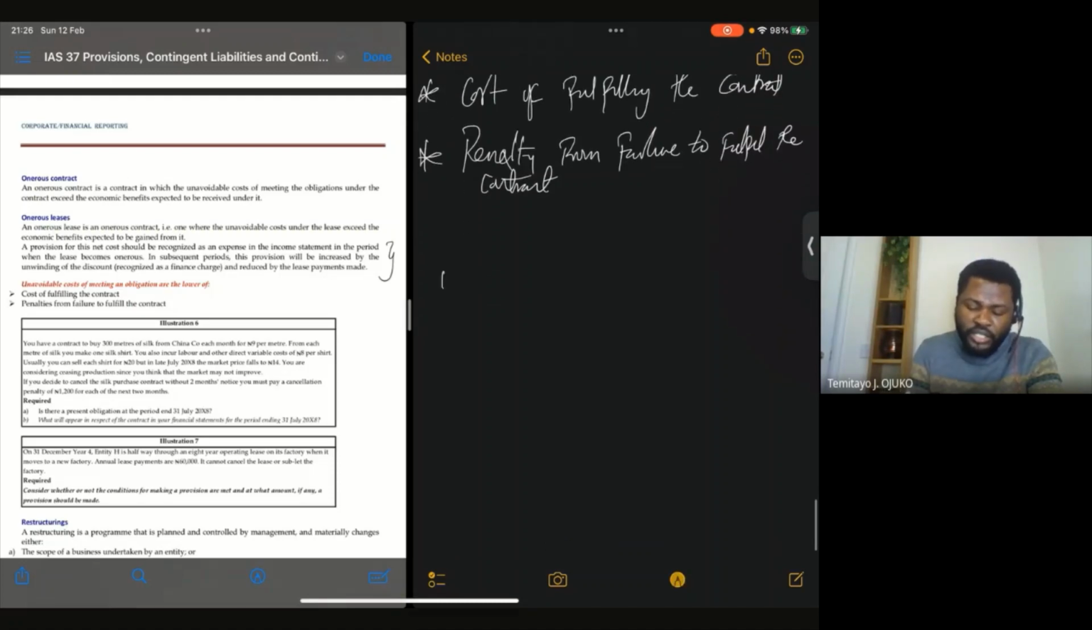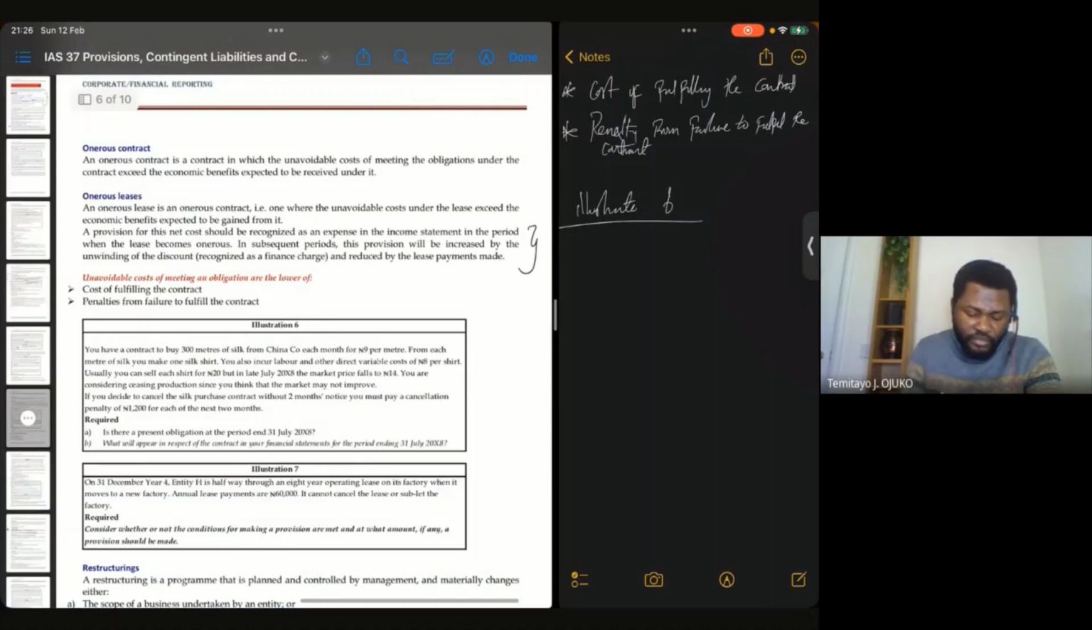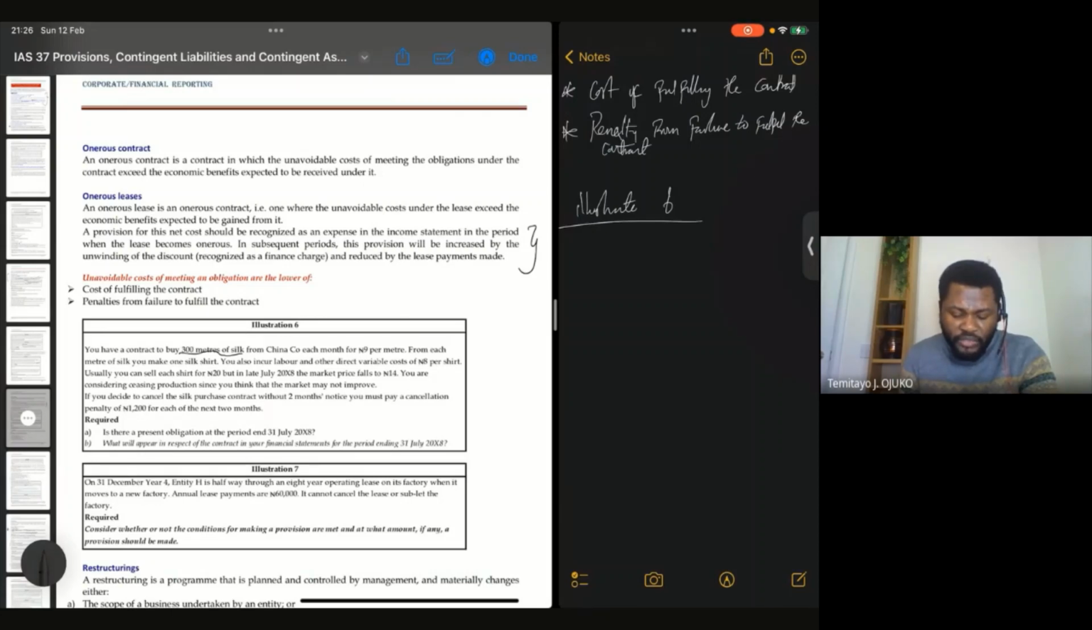Let's look at illustration 6 to illustrate this. You have a contract to buy 300 meters of silk from China Co. each month for 9 naira per meter. From each meter of silk, you make one silk shirt. Straightforward. You also incur labor and other direct costs, direct labor and direct variable costs, of 8 naira per shirt. Usually you can sell this shirt for 20 naira, but in late July the market price falls to 14. You are considering ceasing production since you think that the market may not improve. If you decide to cancel the silk purchase contract without 2 months' notice, you must pay a cancellation of 1,002 for each of the next months.